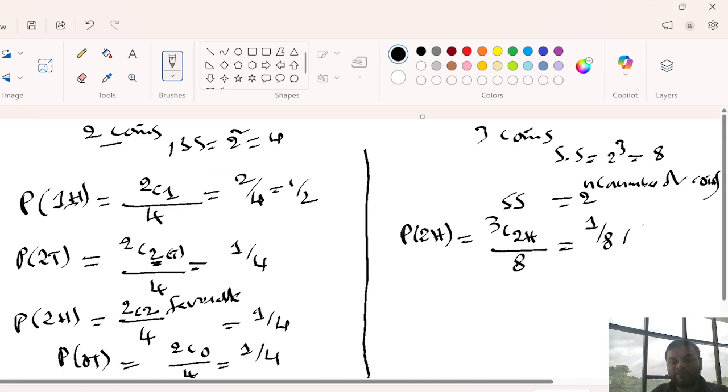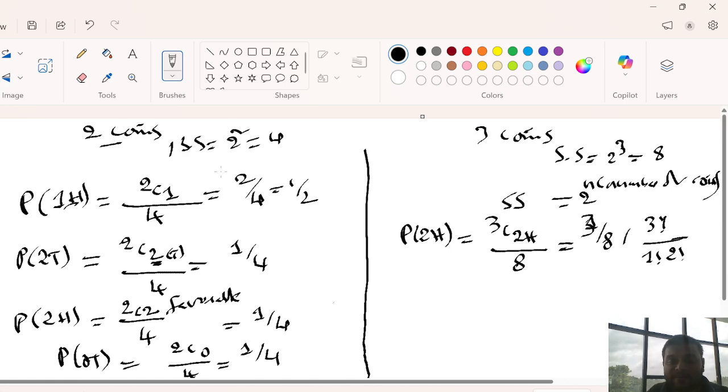So 3C2 is nothing but 3 factorial by (3 minus 2) factorial into 2 factorial, that is 1 factorial into 2 factorial, right? 3C2 value is 3, not 1. This is 3.